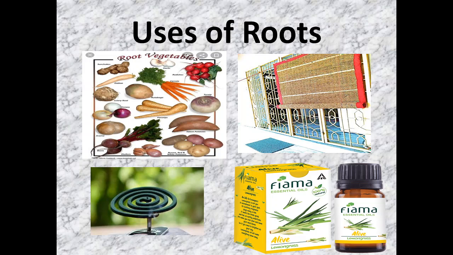So here is a mosquito repellent. In preparing this mosquito repellent also, some roots are used. Similarly, here is a fragrance bottle. By using this fragrant oil, some fragrance will be there in the room or in any almirah like that. So roots are used for different purposes.